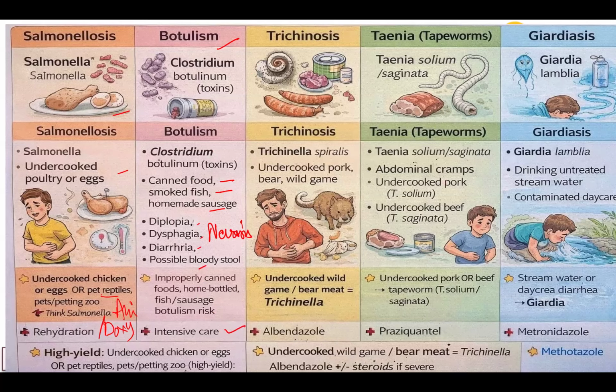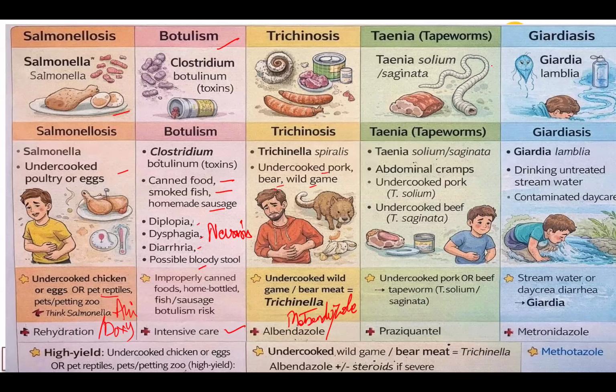Now, coming to trichinosis, like our patient here. There is this wild meat. It comes from undercooked pork, bear, or any wild game. So, what is the causative organism? Trichinella spiralis. Undercooked wild meat causes trichinella, and the drug of choice is albendazole or mebendazole. Both the drugs you can give here.